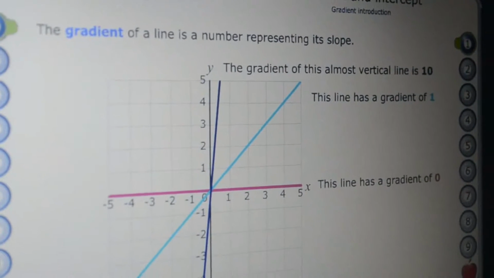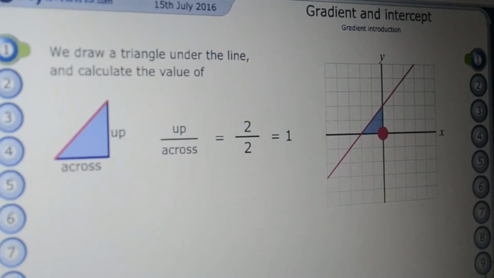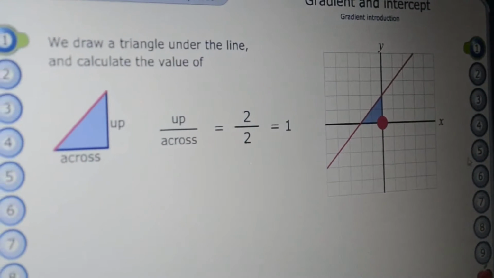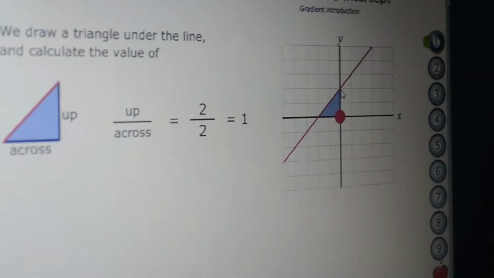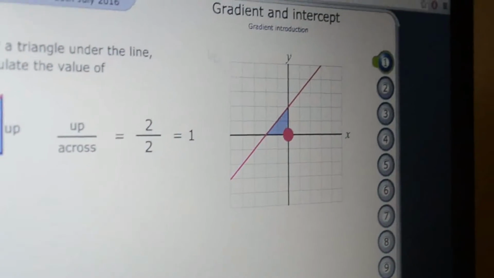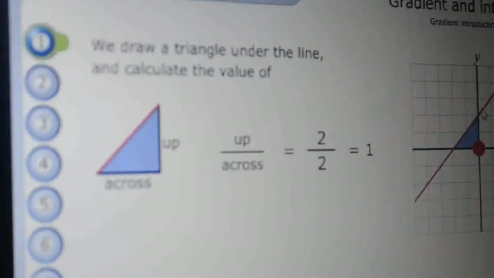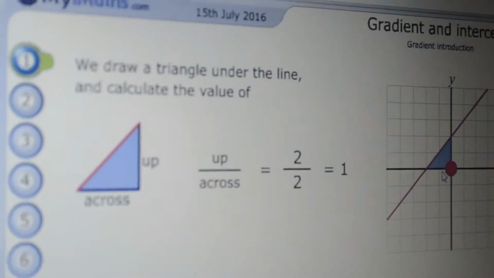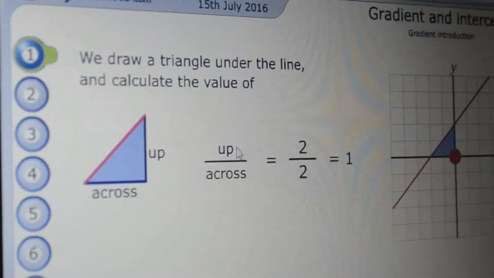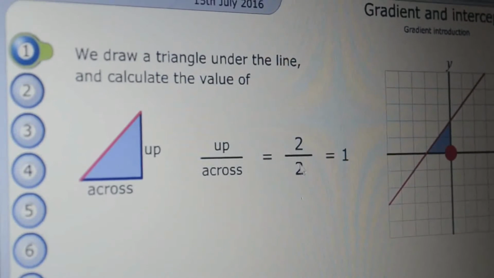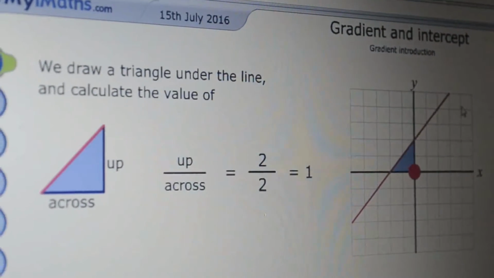Now let us see how we calculate the gradient of a line. Now take a look at this interactive video here. We take how many steps we went up. So there are 2 steps that we have gone up, and across we have gone 2 steps across. So the calculation of gradient is up upon across. So that is 2 by 2 equal to 1. So the gradient of the line is 1.